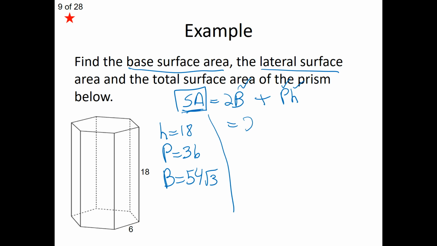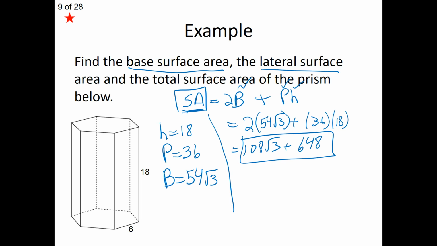So our surface area is 2 times the area of the base plus the perimeter times the height. And we just simplify this. So 2 times 54 is 108 root 3. And then 36 times 18 is 648. And there we have it. That is the total surface area. Now, I can't add those terms together. They're not like terms because of that radical 3. But there we have it, an example of finding the surface area of a right prism.